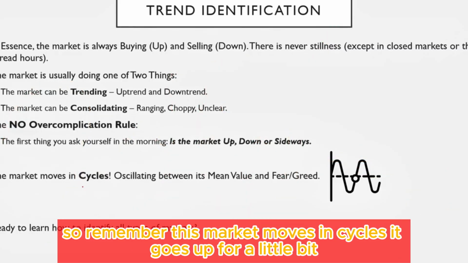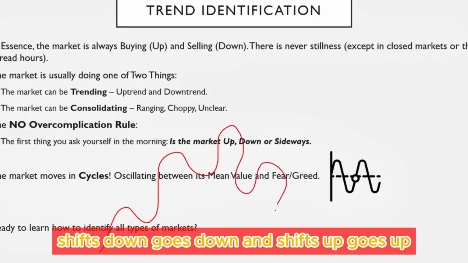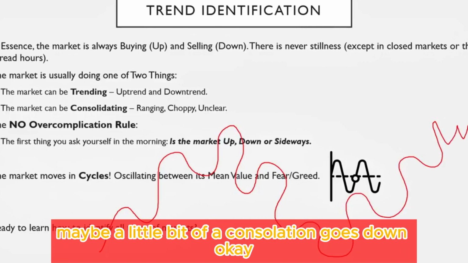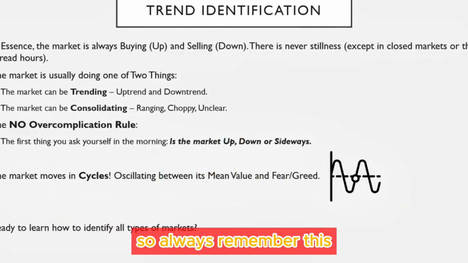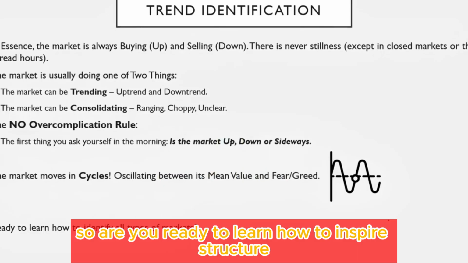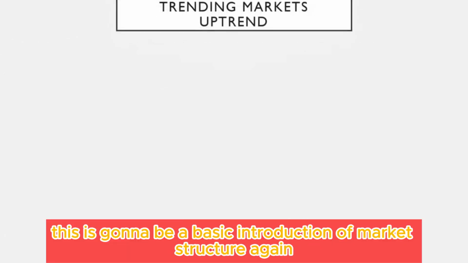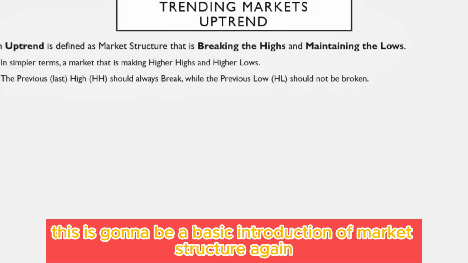Okay, so remember this, market moves in cycles. It goes up for a little bit, shifts down, goes down, and shifts up, goes up, maybe a little bit of a consolidation, goes down. Okay, so always remember this. So, are you ready to learn how to identify structure? Let's have a look. This is going to be a basic introduction of market structure.